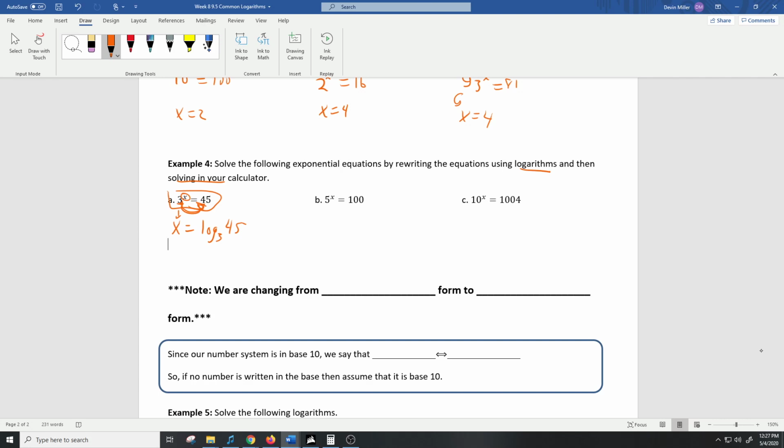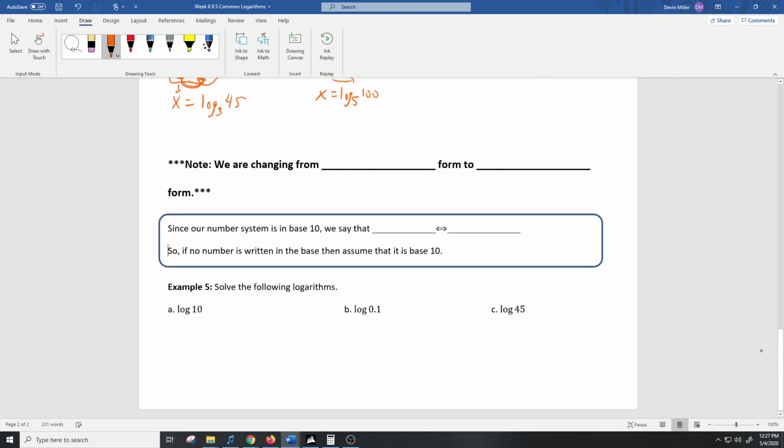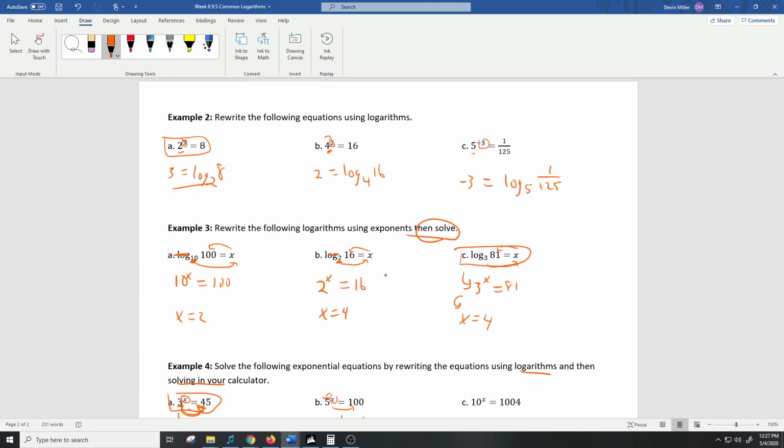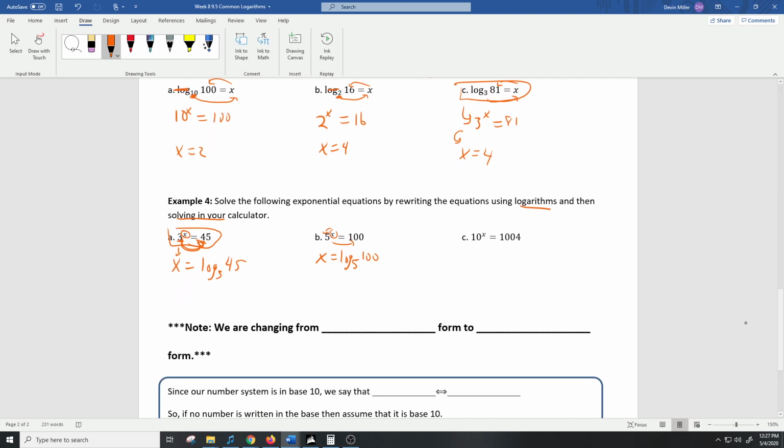So how do we solve this? Well, let's practice doing the rest of these, and then we'll put them in the calculator. 5 to the x equals 100. That would be x equals, start with the exponent, then we go log base 5 of, go to the other side, 100. The last one, this would be x equals log base 10 of 1004.